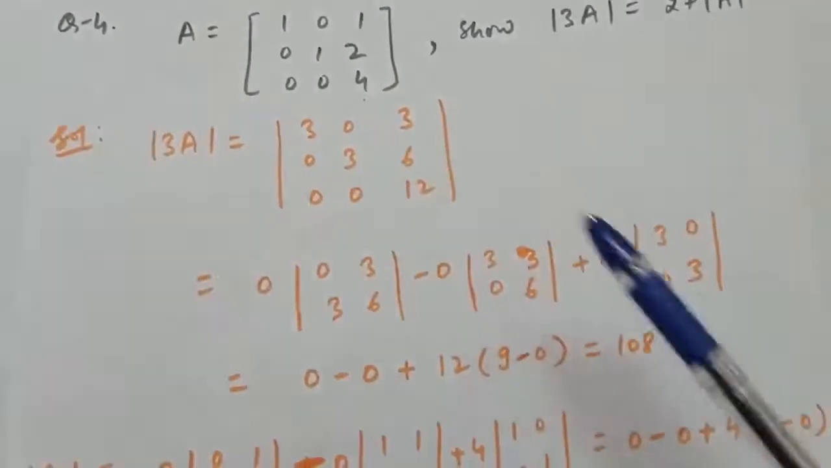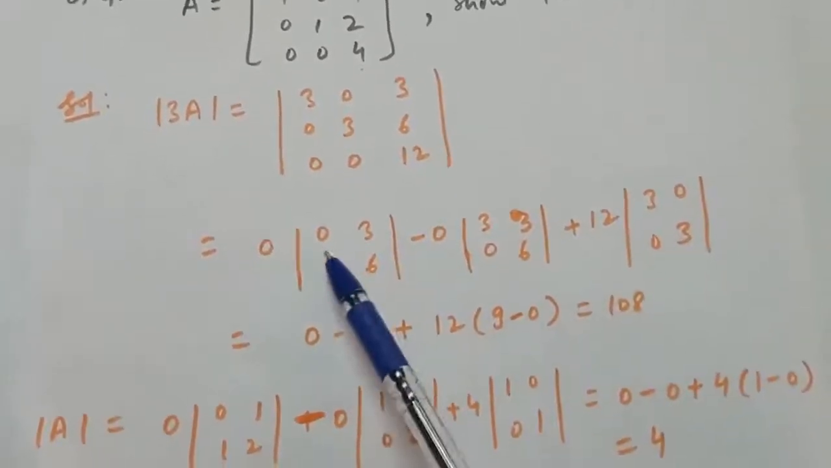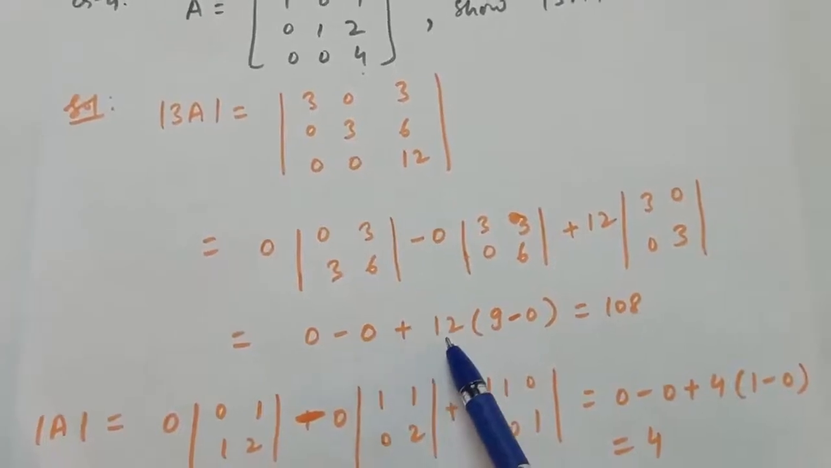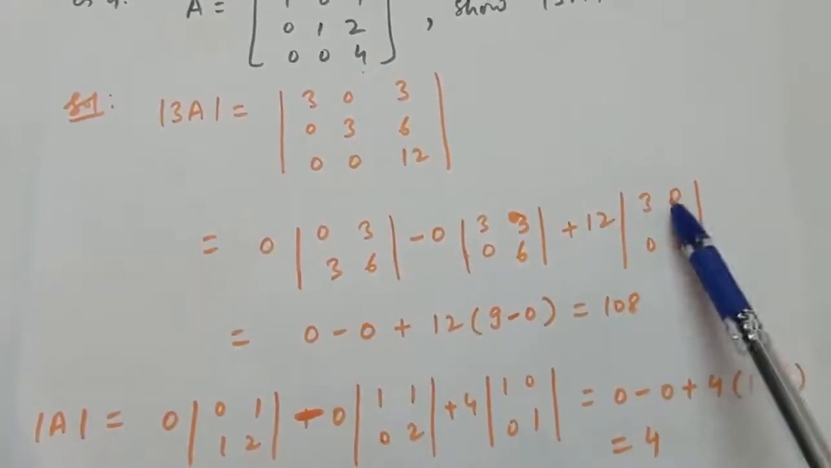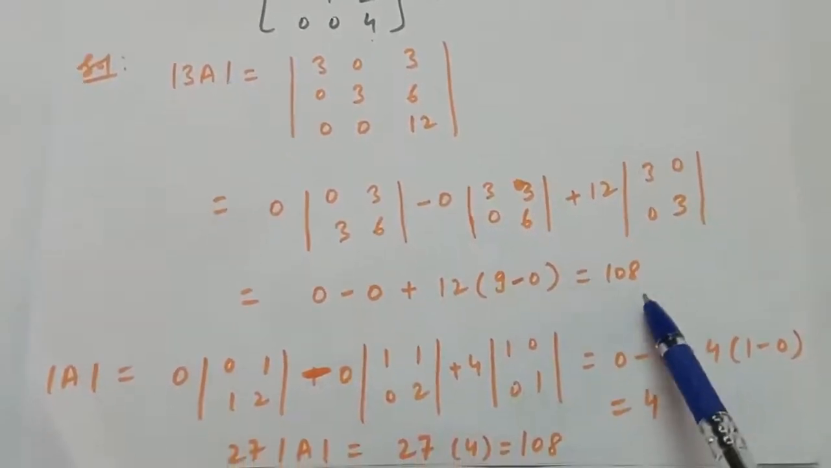So you will get 3, 0, 0, 3. Solve this. This is 0. This is also 0 plus 12. Now this will be 9 minus 0. So you will get the value as 108, right?